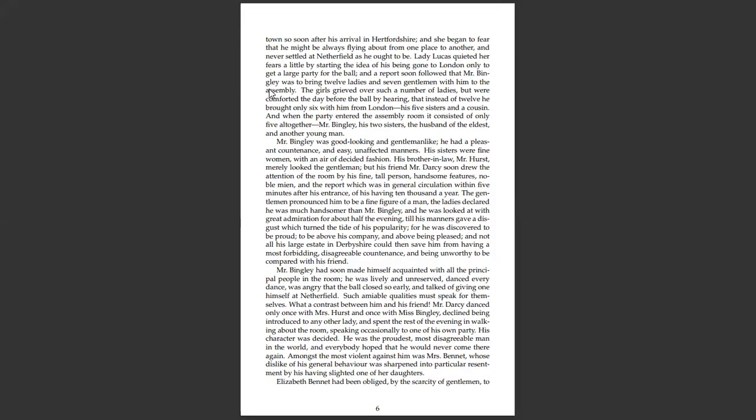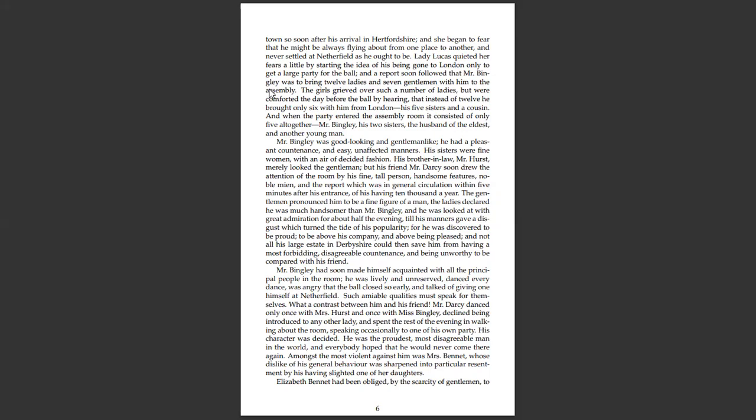Mr. Bingley was good looking and gentlemanlike. He had a pleasant countenance and easy, unaffected manners. His sisters were fine women with an air of decided fashion. His brother-in-law, Mr. Hurst, merely looked the gentleman, but his friend Mr. Darcy soon drew the attention of the room by his fine, tall person, handsome features, noble mien, and the report which was in general circulation within five minutes after his entrance, of his having ten thousand a year.